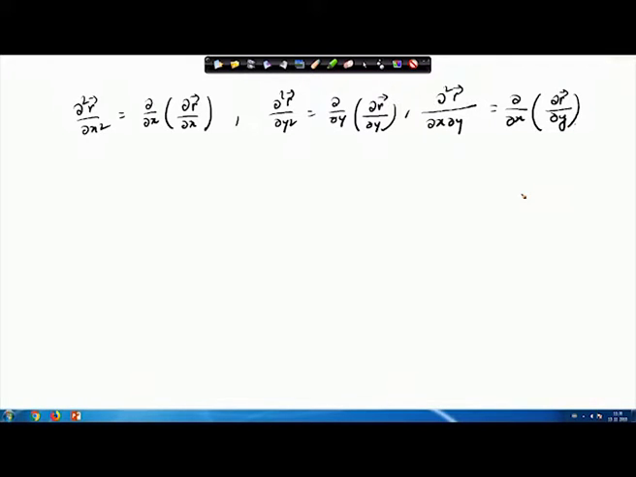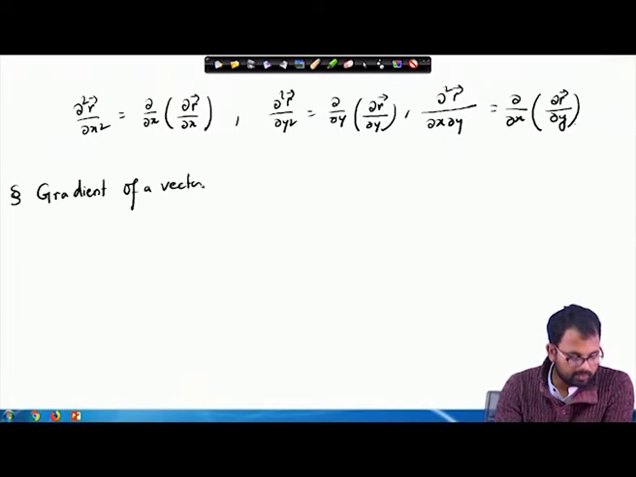All right. Now that we have introduced the concept of partial derivative of a vector function, we can actually introduce an operator, and that operator is called the gradient of a vector function.